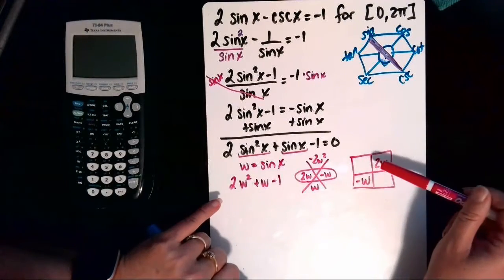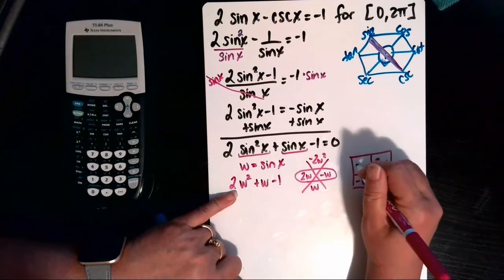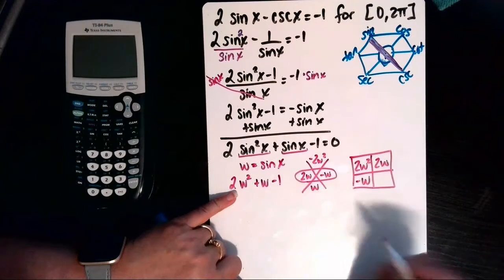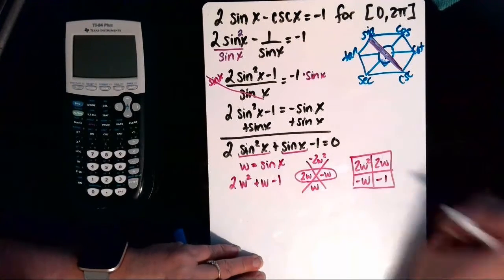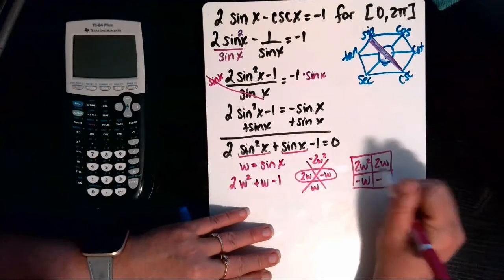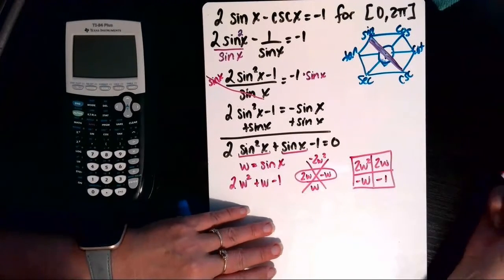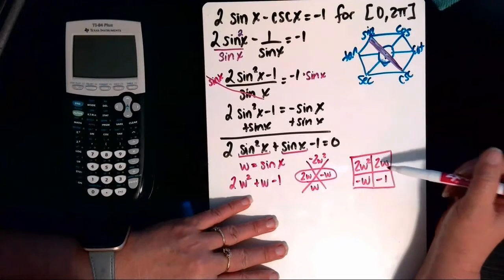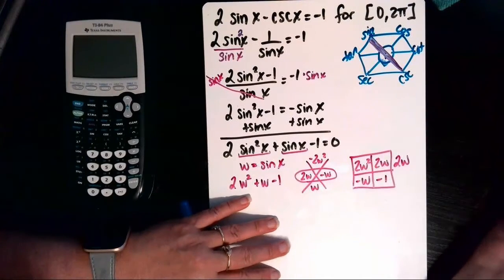Now, to fill out the rest of the factor box, the first term goes in the first box, so 2w squared. The last term, the constant, goes in the last box. That's -1. And then we go across each row, up and down each column, looking for the GCF. So 2w squared and 2w have a GCF of 2w.